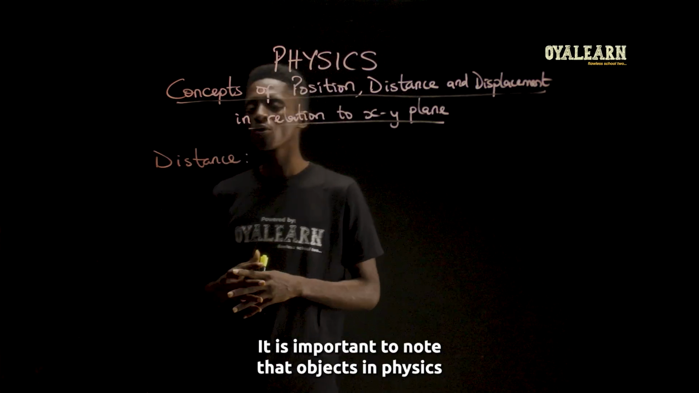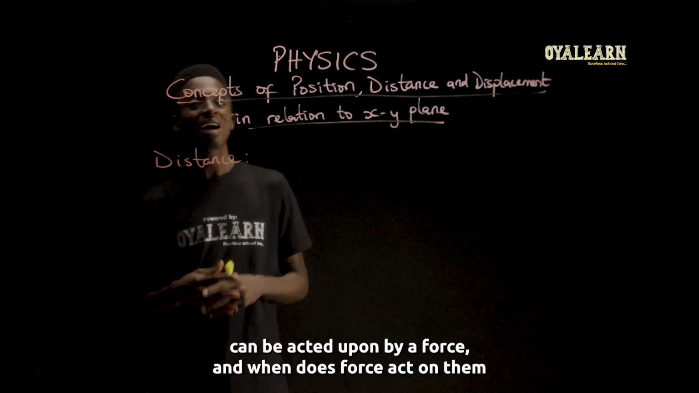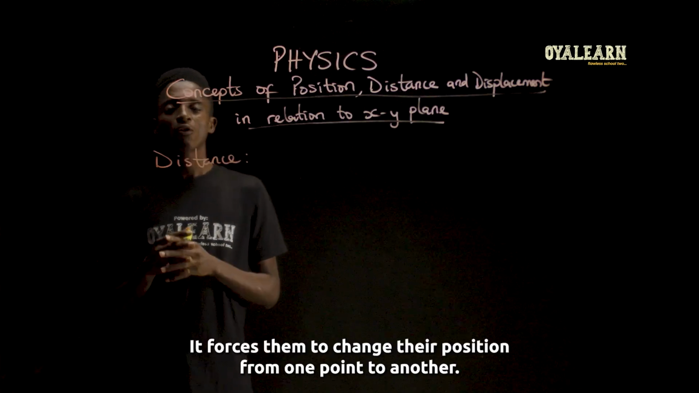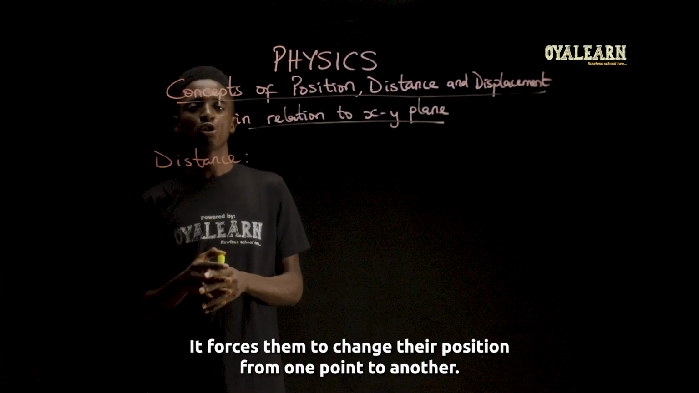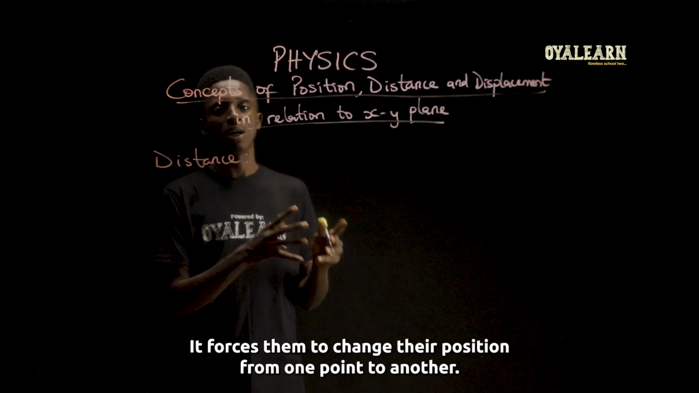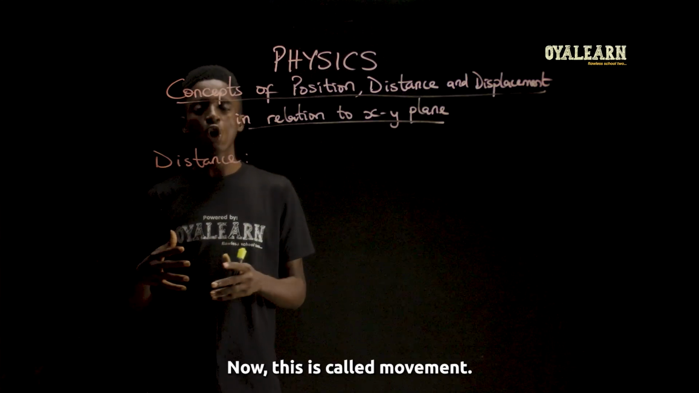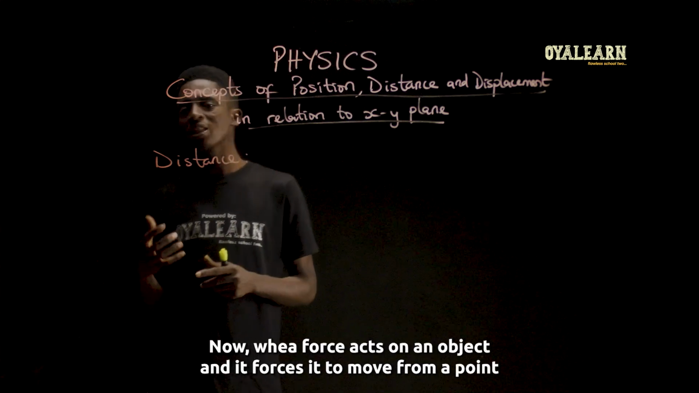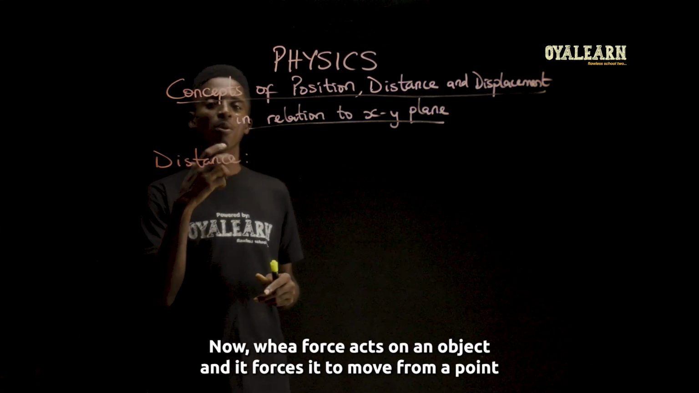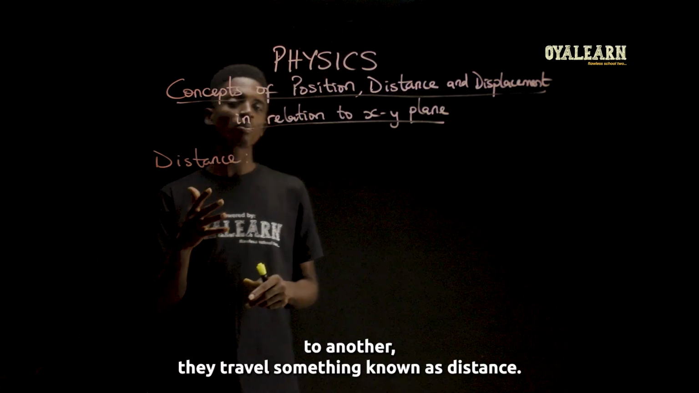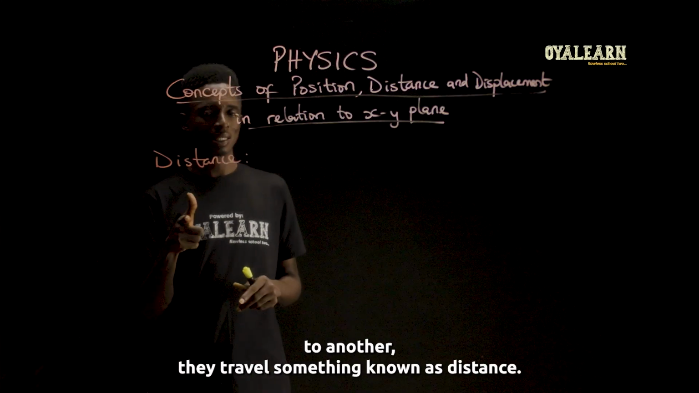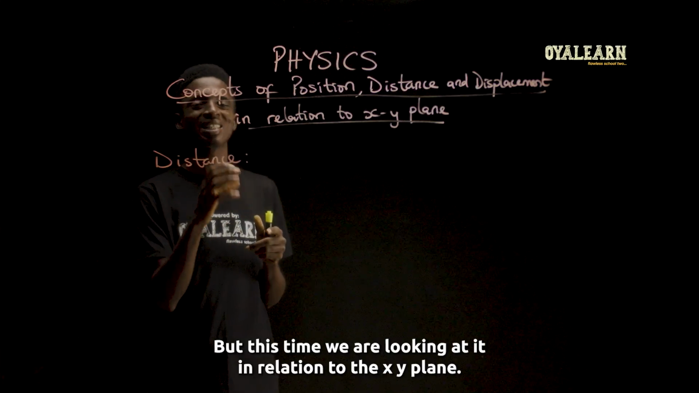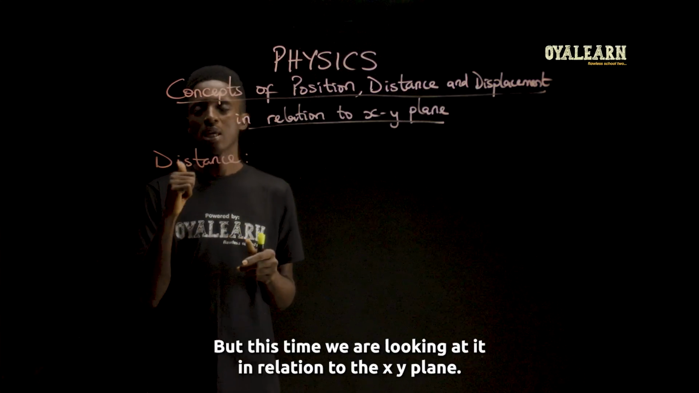It is important to note that objects in physics can be acted upon by a force. And when this force acts on them, it forces them to change their position from one point to another. Now, this is called movement or motion in physics. Now, when a force acts on an object and it forces it to move from a point to another, they travel something known as distance. So we have to look at what does distance mean. But this time we are looking at it in relation to the XY plane.